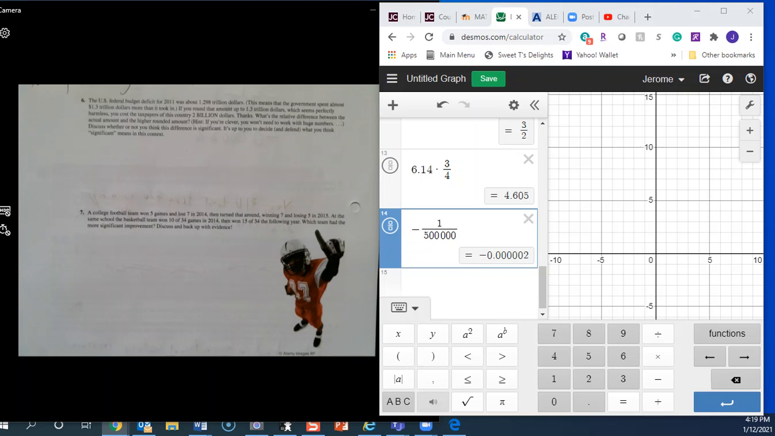What's the relative difference between the actual amount and the higher rounded amount? Hint, if you're clever, you won't need to work with huge numbers. Discuss whether or not you think this difference is significant. It's up to you to decide and defend what you think significant means in this context.